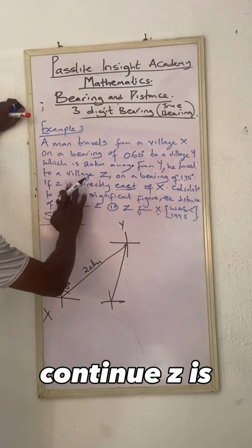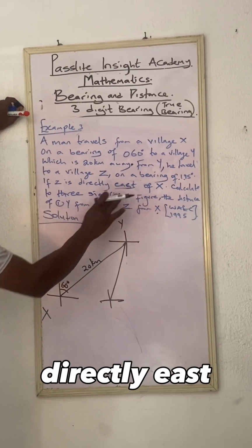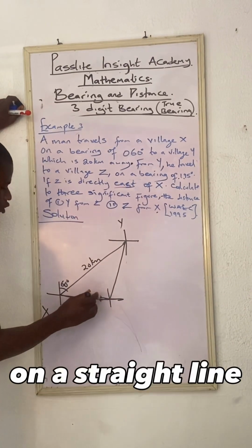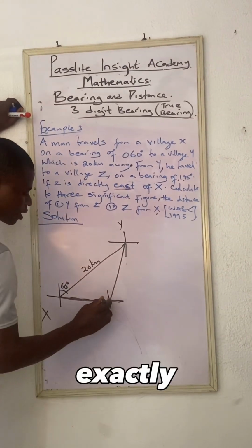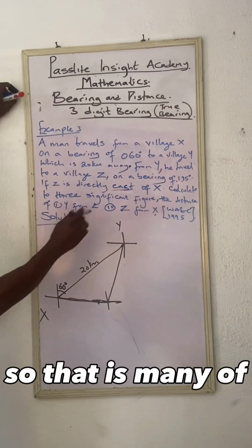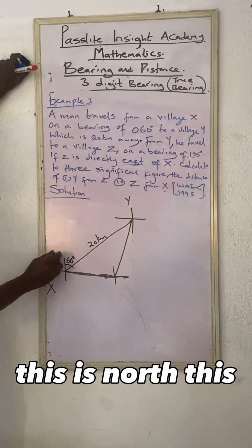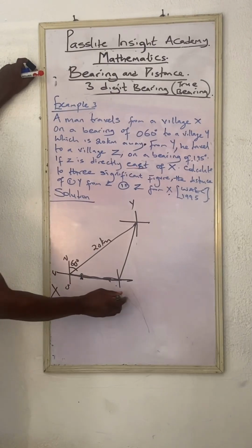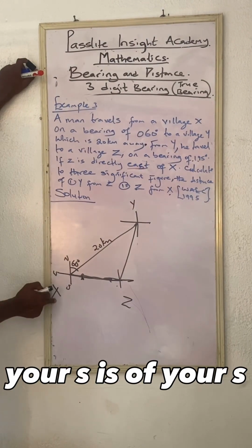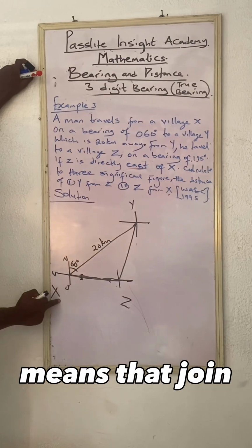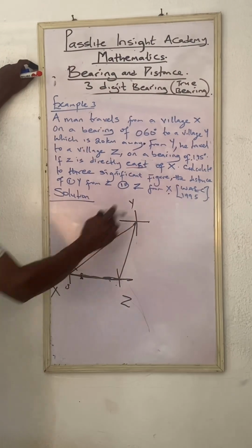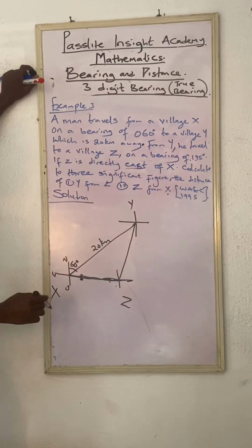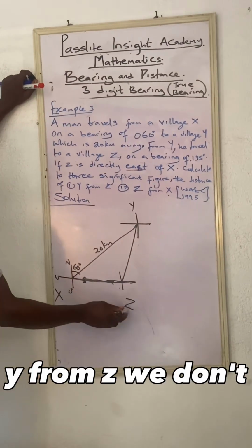Then continue. Z is directly east of S, meaning they should be on a straight line to each other. This is north, this is south, this is east, and this is west. So this Z is east of your S, meaning that you join them together. Calculate to three significant figures the distance Y from Z. So Y from Z, we don't know.